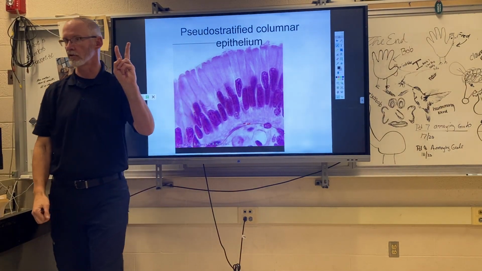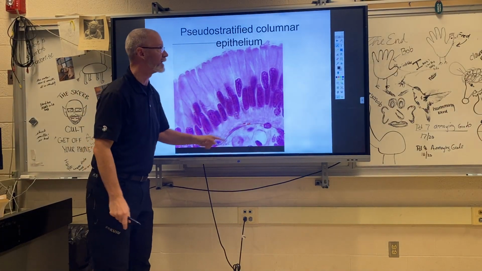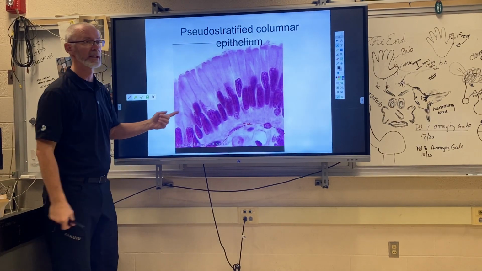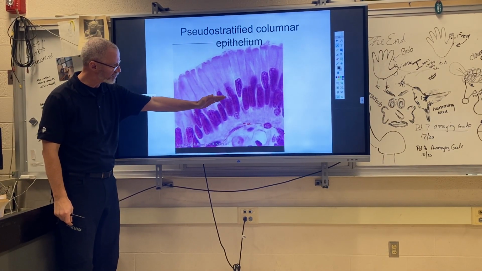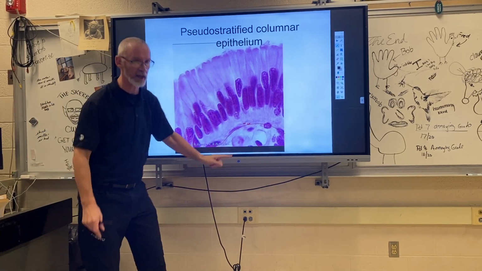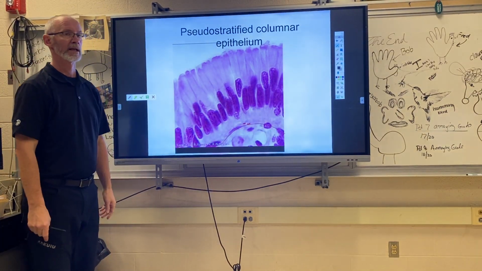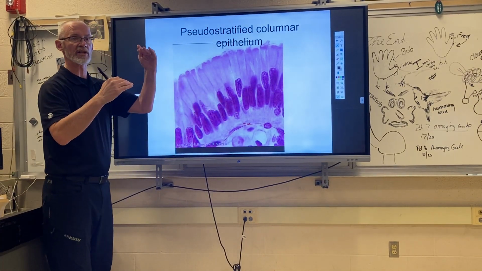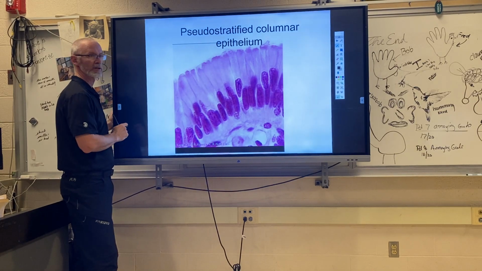Does everybody see that? Yeah. Because all of the cells touch the basement membrane, it then becomes pseudostratified columnar epithelium instead of columnar. Does everybody see that? It's not technically stratified. It's pseudo. It looks stratified, but it's not, because all of the cells touch the basement membrane. Now, this is an easy one. That's why I started with it. Now, we're going to stay under this heading. Don't change headings. Sometimes there's an addition to this tissue.